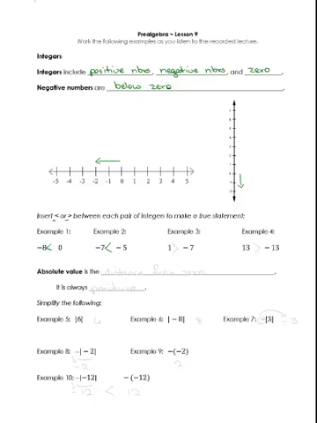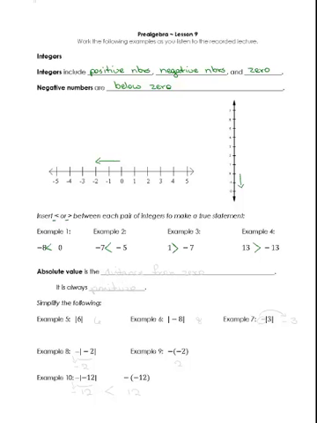Example 3 says 1 and -7. And of course, any positive number is bigger than any negative number. And example 4 tells us the same thing, 13, -13. Once again, any positive number is bigger than any negative number.